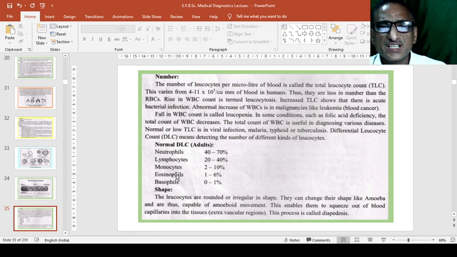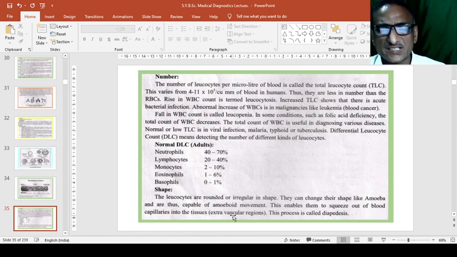A decrease in WBC count is called leukopenia. Differential leukocyte count means detecting the number of different kinds of leukocytes, abbreviated as DLC. A low TLC is normal in viral infection, malaria, typhoid, TB, likewise. In DLC, in adults, normal neutrophil percentage is 40 to 70%, lymphocytes 20 to 40%, monocytes 2 to 10%, eosinophils 1 to 6%, and basophils 0 to 1%.